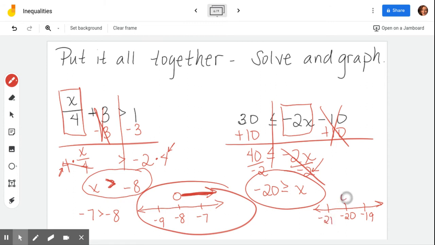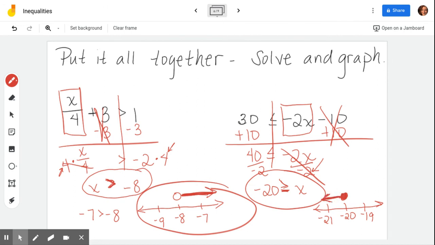Start with an open circle. My inequality sign does have the extra line, so I am going to do the extra step of coloring that in. It means -20 is actually part of the answer. Pac-Man is not eating the X. That means X is smaller, so I shade left because that's where smaller numbers always live.